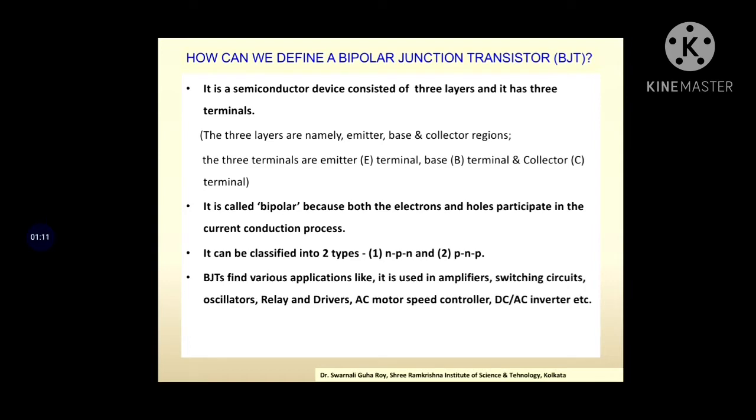BJTs find various applications. For example, it can be used in amplifier circuits, switching circuits, oscillators, relay and driver circuits, AC motor speed controller circuits, DC to AC inverter circuits, and so on.